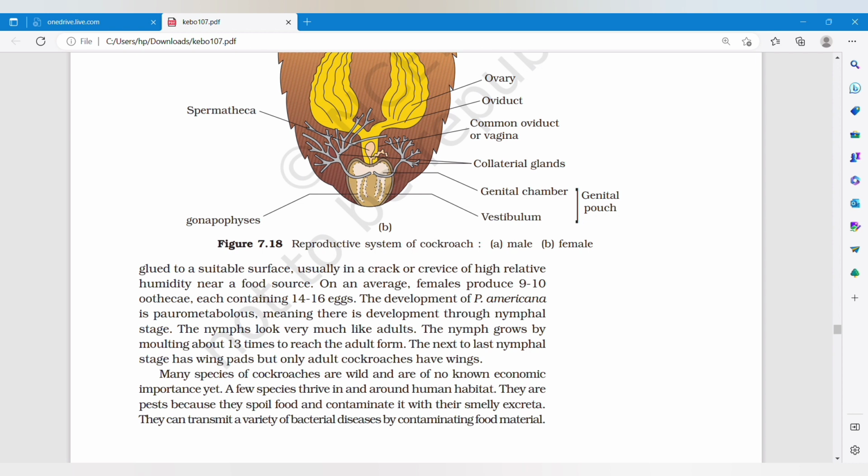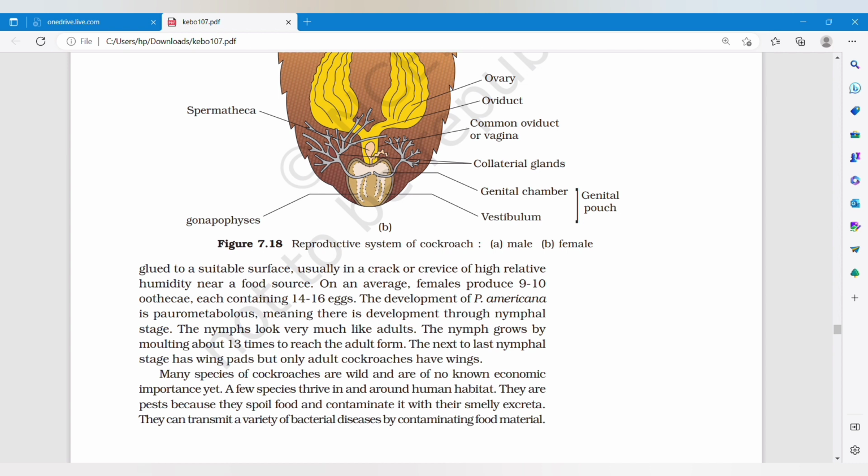The development of Periplaneta americana is paurometabolous, meaning there is a development through nymphal stages. The nymphs look very much like adults. The nymphs grow by molting about 13 times to reach the adult form. The next to last nymphal stage has wing pads, but only adult cockroaches have wings.